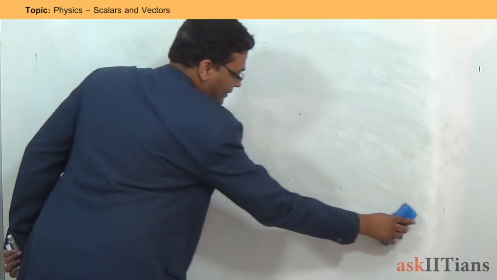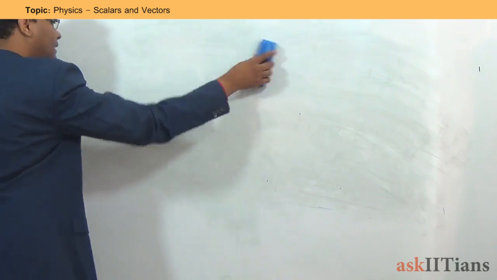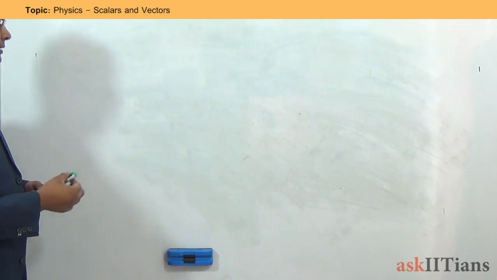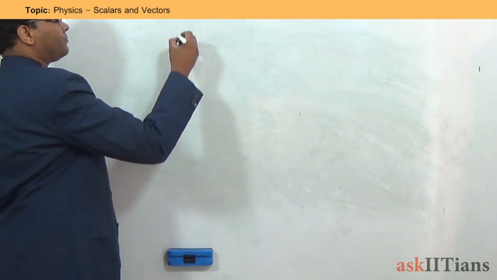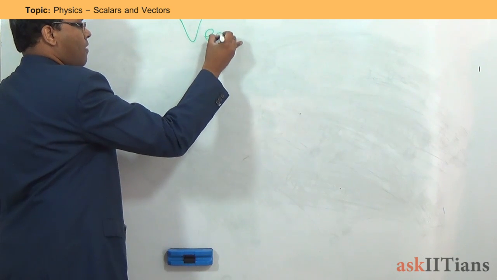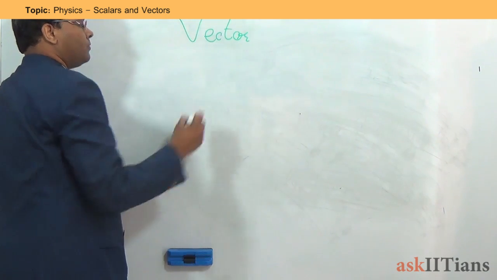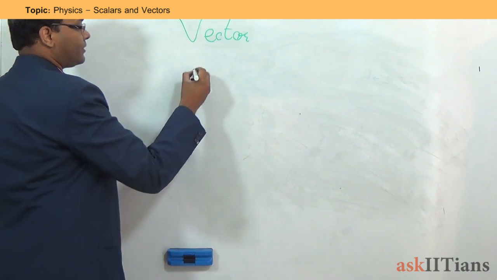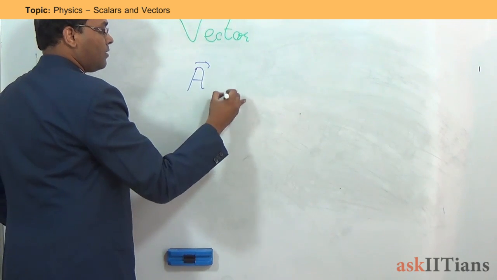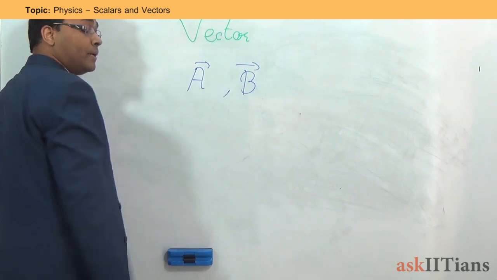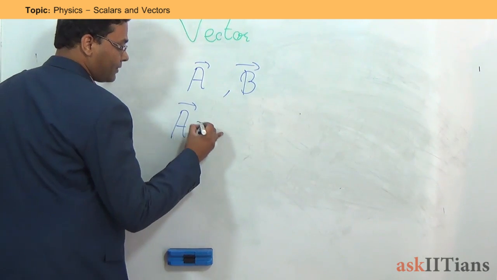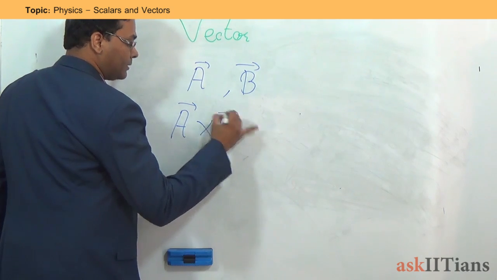Let me try explaining that. So when we try to talk about the vector product, it is going to be defined like this. The vector product will be given by, let's say I have the two vectors A and B. Then the vector product is going to be defined as A cross B.